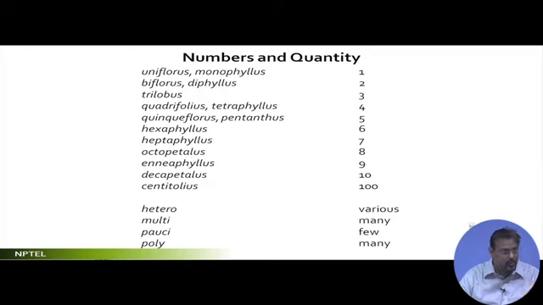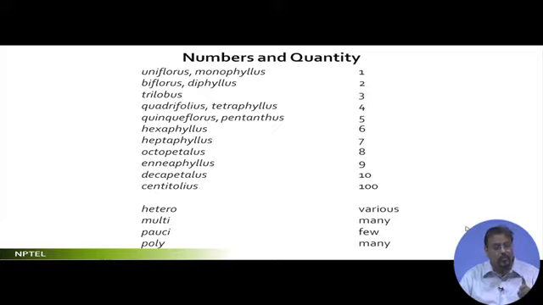The last of these nomenclature things is in terms of numbers and quantity. Okay, if it is uniflorous, it means 1. Biflorous is 2. Trilobus is 3. So similarly, different others. Decapetalus is 10. But see this, hetero means various, multi means many, pauci means few. Paucity, you remember the word paucity? Pauci means few, and poly means many.